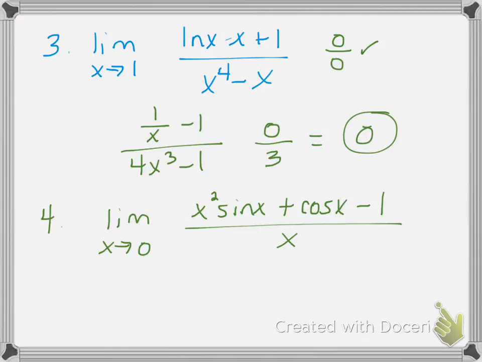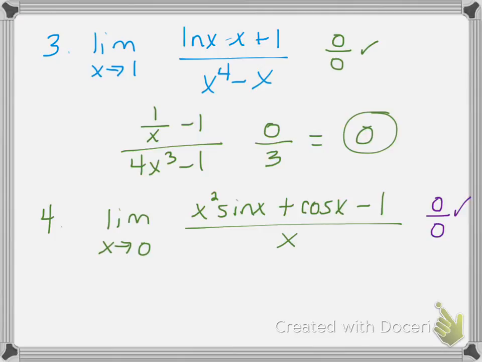All of this would normally be on the non-calculator part of the exam, just so you know. If I plug in zeros here, I have 0 squared times sine of 0. Sine of 0 is 0. So that's 0 plus cosine of 0, which is 1 minus 1. So it's 0 on top, 0 on the bottom. Check, I can do it.